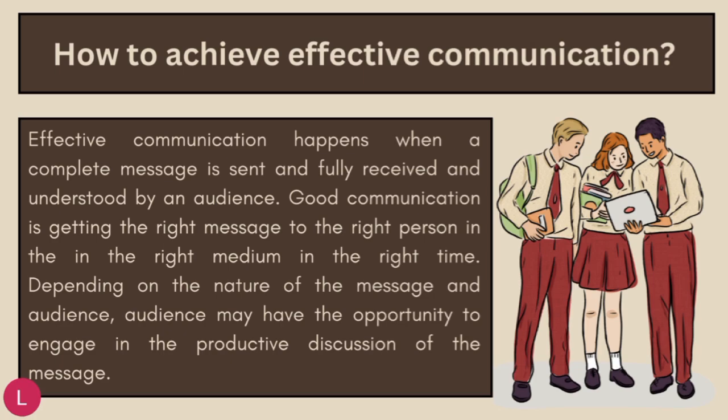How to achieve effective communication? Effective communication happens when a complete message is sent and fully received and understood by an audience. Good communication is getting the right message to the right person in the right medium at the right time, depending on the nature of the message and audience. The audience may have the opportunity to engage in productive discussion of the message.